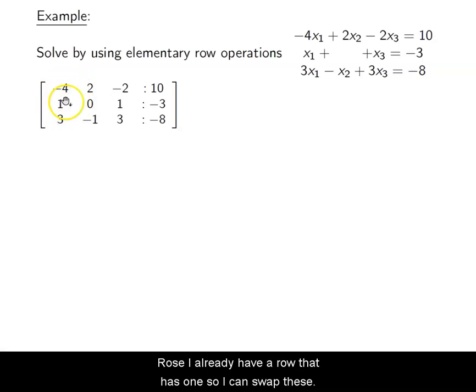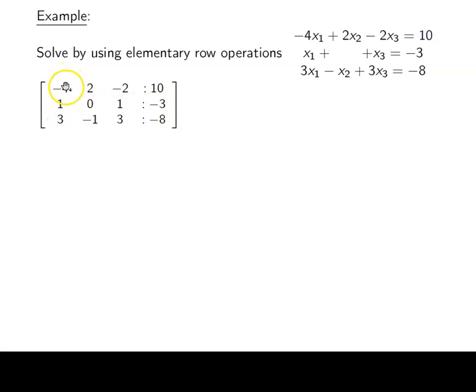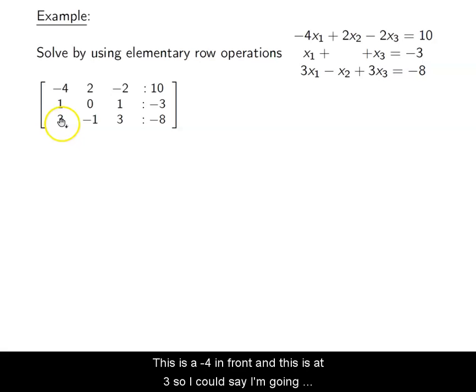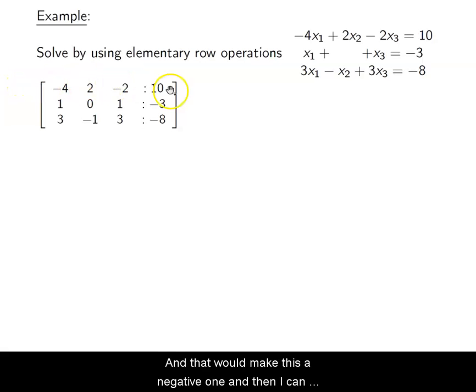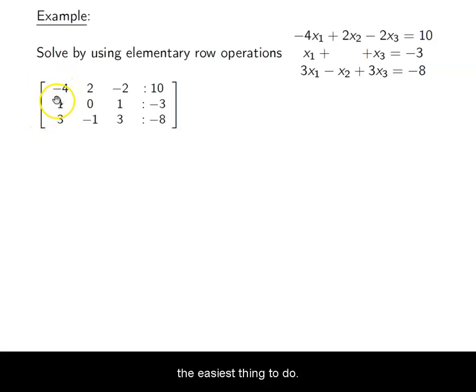I already have a row that has a 1, so I can swap these out. You could also notice that this is a -4 in front and this is a 3. So I could say I'm going to take this row and add this row to it, and that would make this a -1, and then I can change the sign on everything in the row, multiply the whole equation by -1, and then I have a 1 on top, and that's fine. But that's 2 steps to my 1 step where I could just swap the 2 rows. That's the easiest thing to do. So that's what we're going to do.